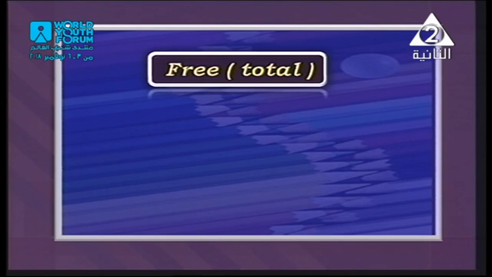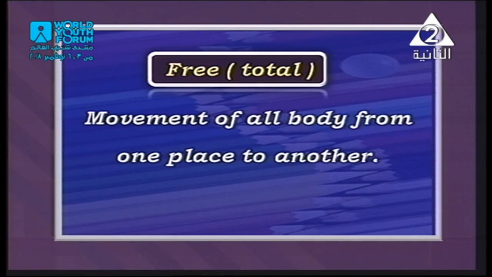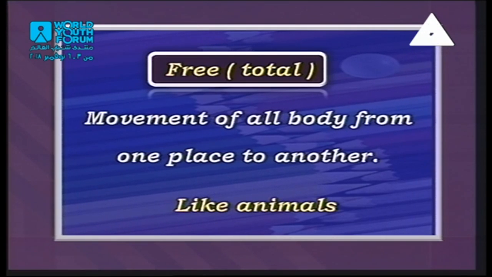The last type of movement is free or total movement. The first type is continuous movement, the second is positional, and the third is free or total. It is a movement of the whole body, where the whole body moves from one place to another, like most animals and humans and so on.